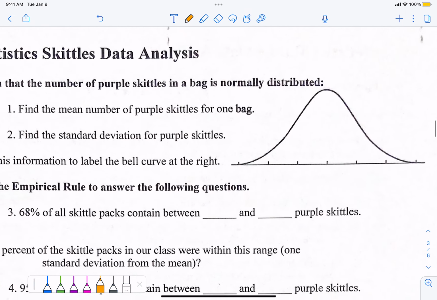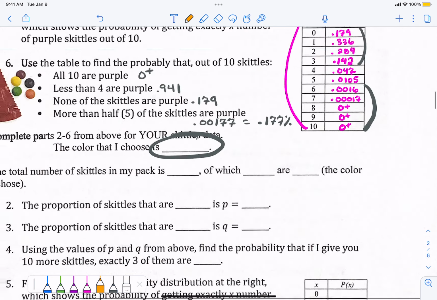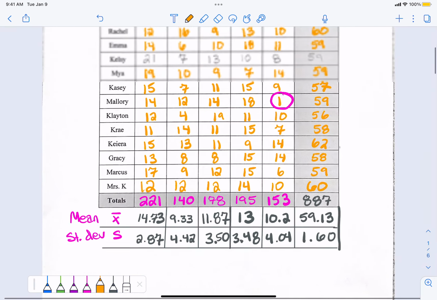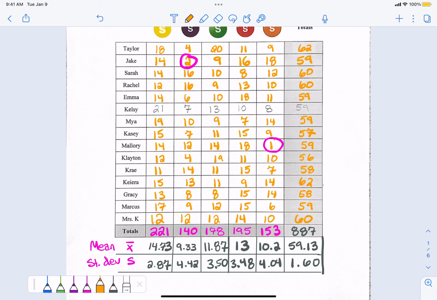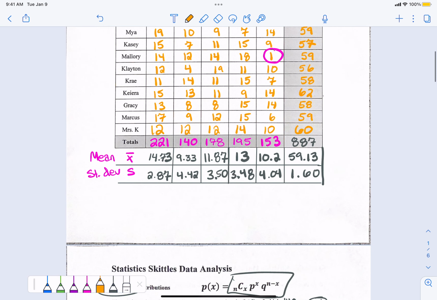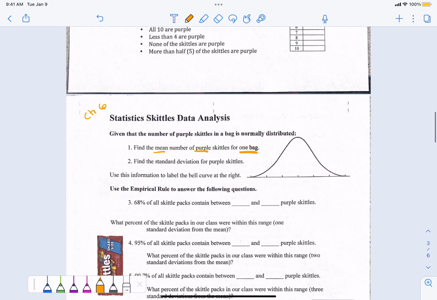This is filling in a bell curve. We're talking about purple, and we're talking about the mean number for one bag, okay? So go to your data sheet that has this stuff on it. What is the average number of purple Skittles per one bag? 9.33. Do you see this number right here? That's the average purple Skittles per bag, 9.33. Purple was the least frequent one that we had. That is my x bar.